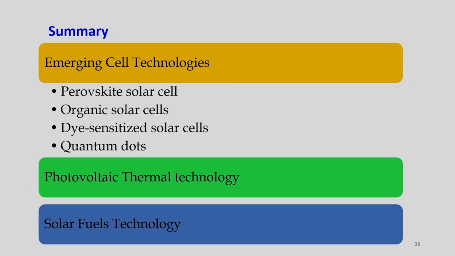So, let us summarize what we have discussed today. Primarily, we have discussed emerging cell technologies, which includes perovskite solar cell, organic solar cells, dye-sensitized solar cells, quantum dot cells, and also we have discussed photovoltaic thermal technologies. What is the need? What is the importance of this kind of technologies for enhancing the electrical efficiency, and also we can get thermal energy out of it. And also we have studied the different techniques for harvesting solar energy as a solar fuel.